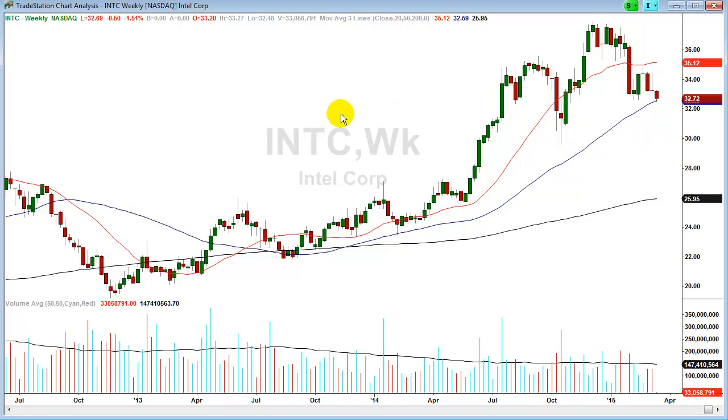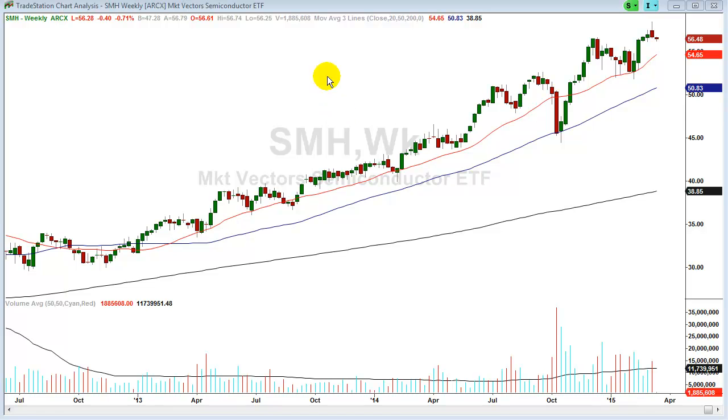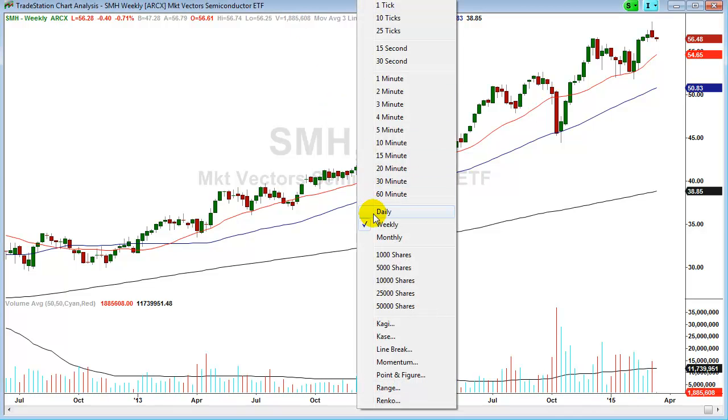And the reason I bring this up is because the semiconductors are extremely important to the overall market. So how do we gauge that? There's an ETF called SMH, which is the Market Vector Semiconductor ETF, and this is basically a basket of semiconductor stocks. And let's go back over to the daily chart.